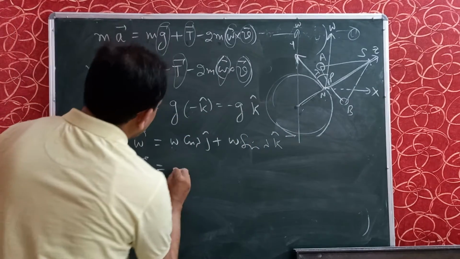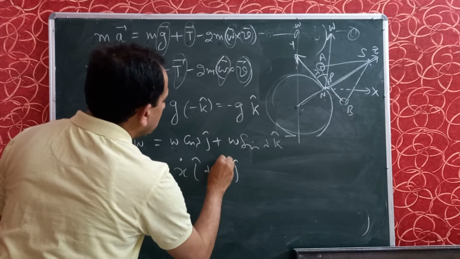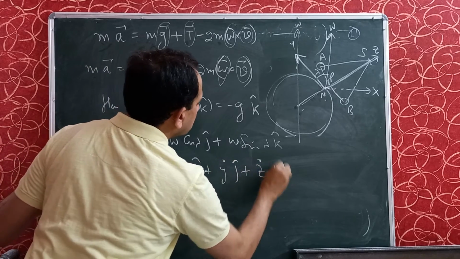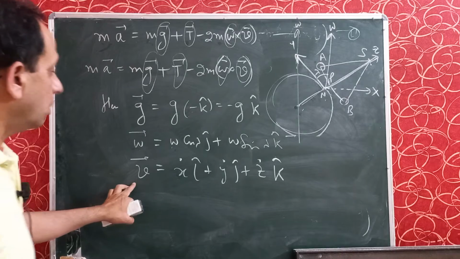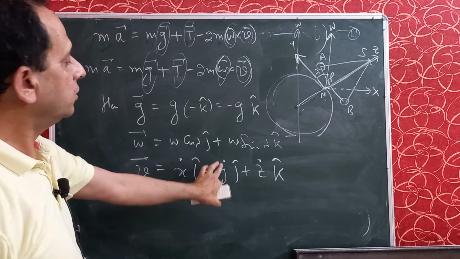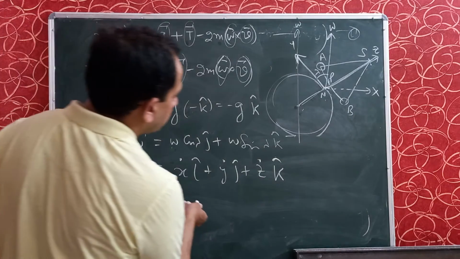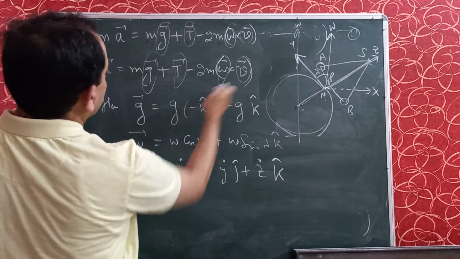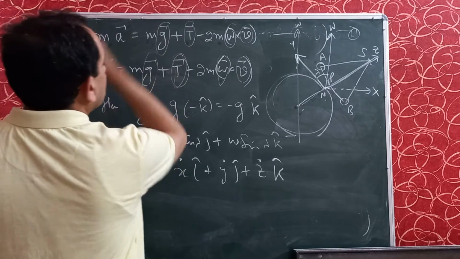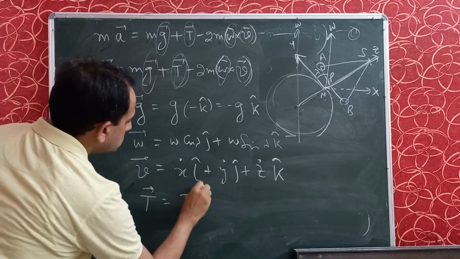Therefore, velocity is taken, in the general case, as x dot i plus y dot j plus z dot k, which we have already used in the Cartesian system. Velocity has three components: x dot i, y dot j, z dot k. So we have split the g vector, omega vector and v vector into components. Now it is time to split the T vector. What is the T vector? The T vector is this one.